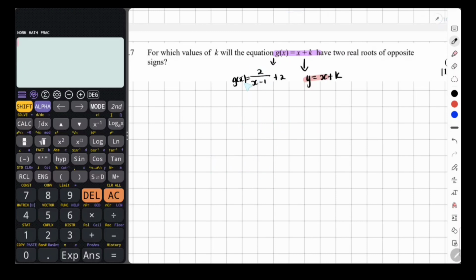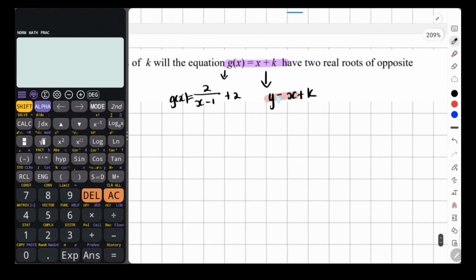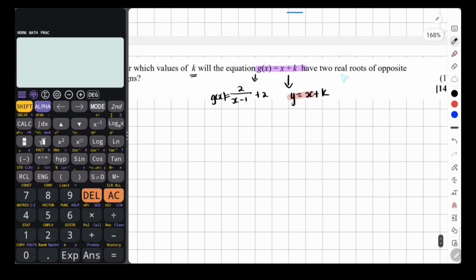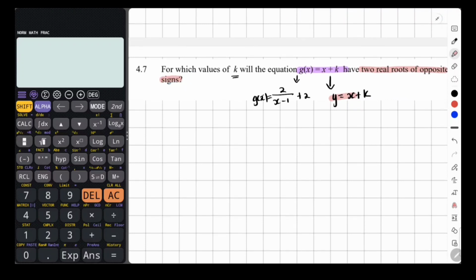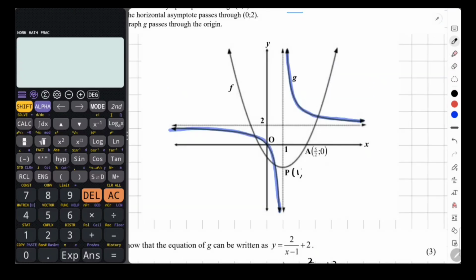So what they're doing with the graph of g and this line is that they're equating them, and they want to find out for which values of k will it have two roots of opposite signs. So first of all, let's look at this graph. Let's draw this graph. Since we already know we have the graph of g of x, let's draw this graph y is equal to x plus k, because it hasn't been moved yet. So the y is equal to x line, I'm just going to draw that as a diagonal line that will of course pass the origin 0 and 0, because when x is equal to 0, y is equal to 0 as well. So that is this line.